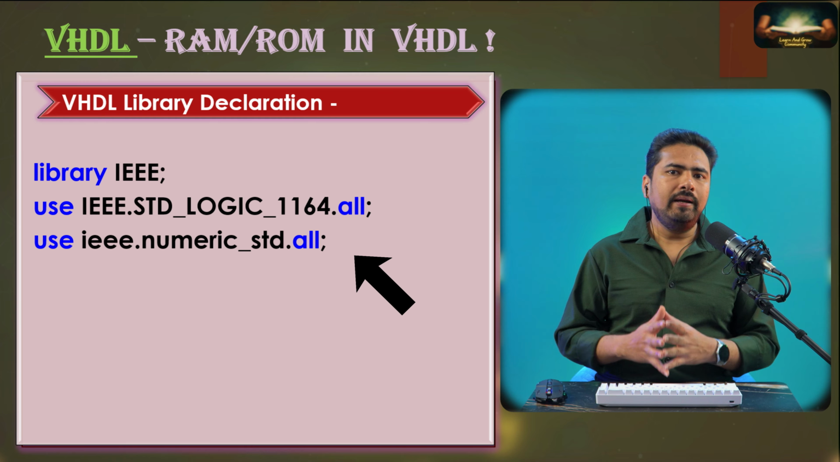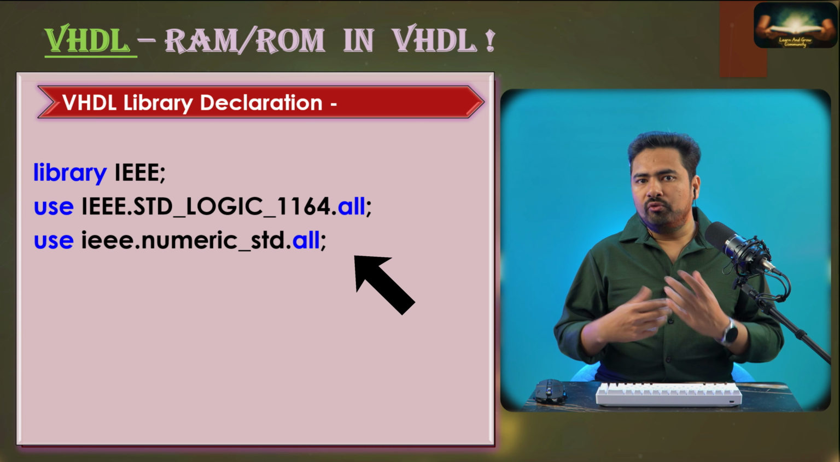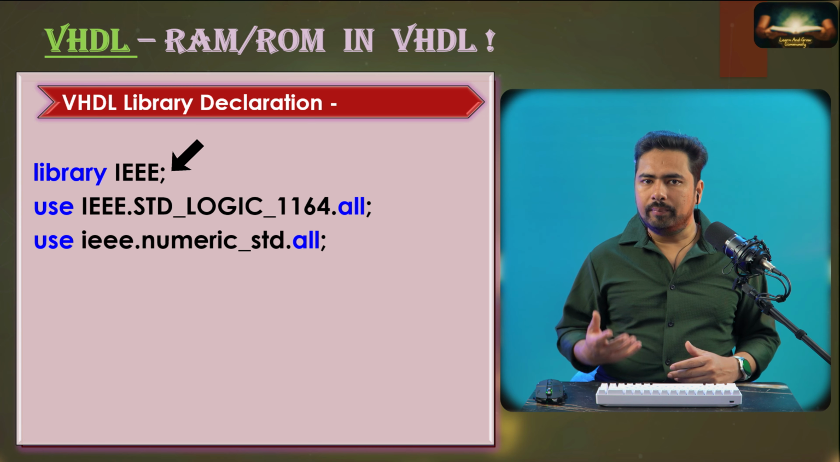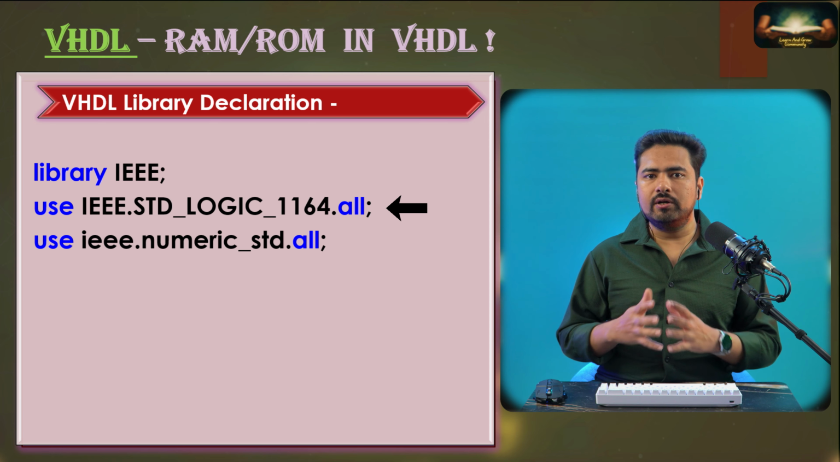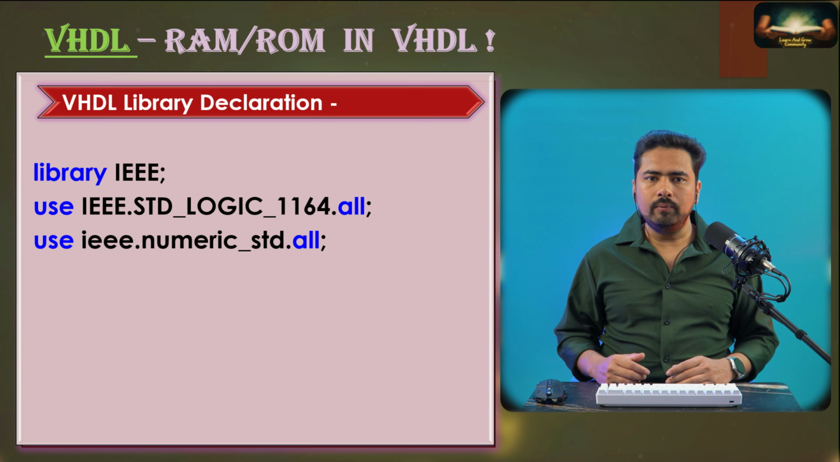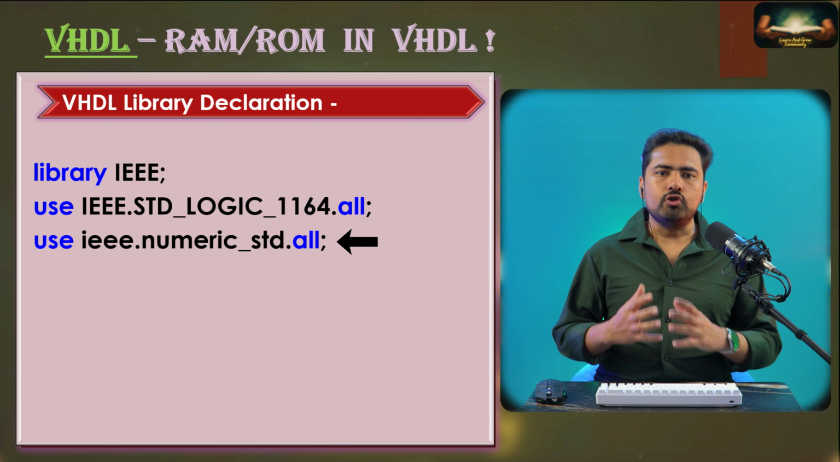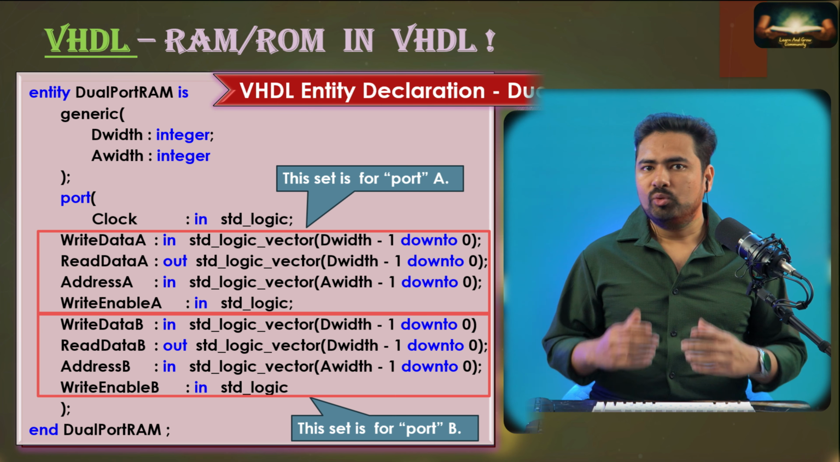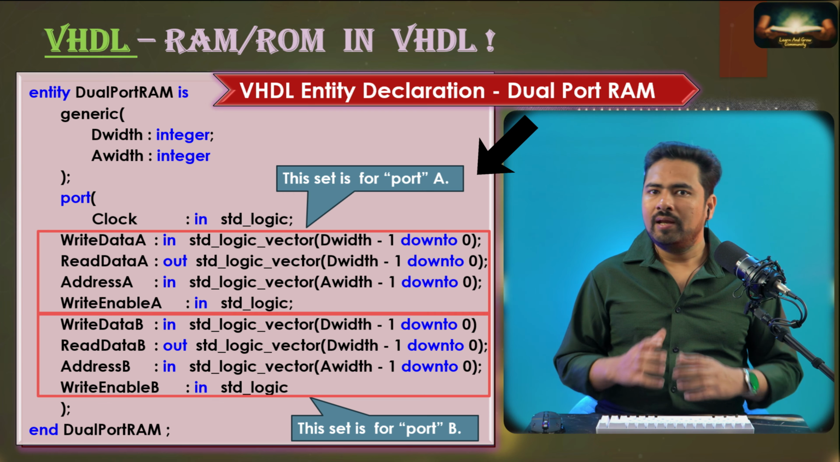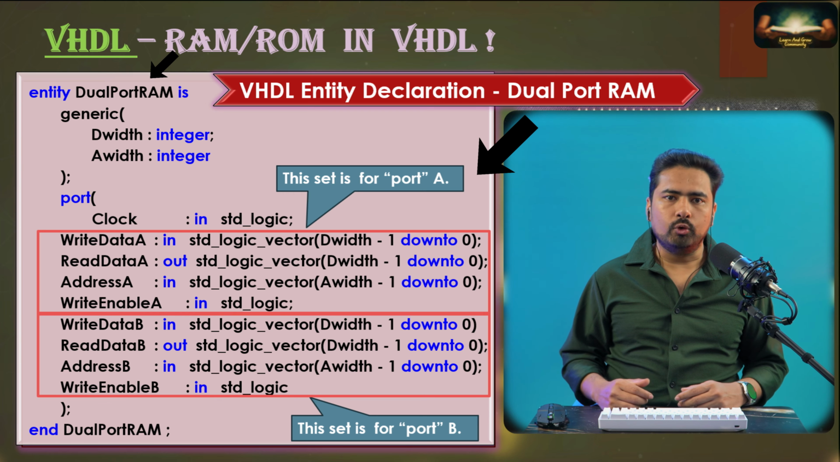This is the library and package declaration. So we are using library IEEE; use IEEE.std_logic_1164.all; use IEEE.numeric_std.all; This is the entity section. The entity name is dual_port_RAM.